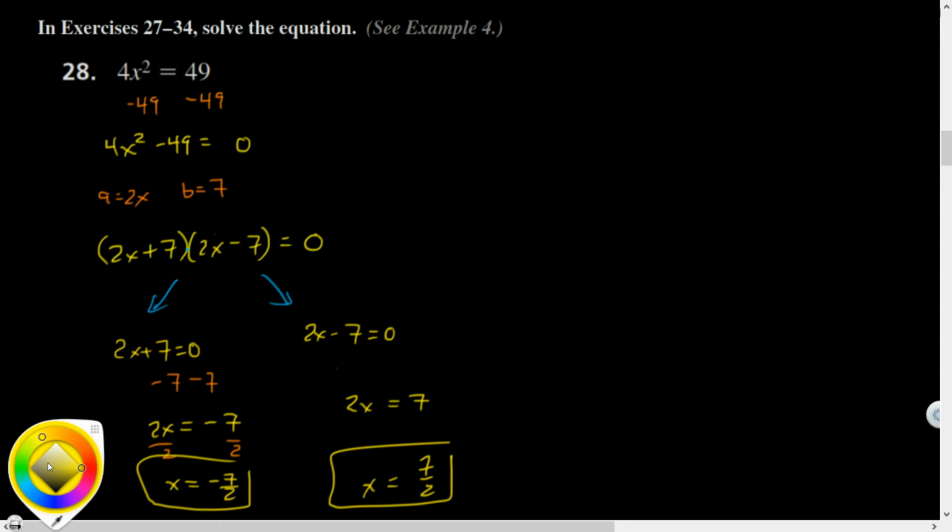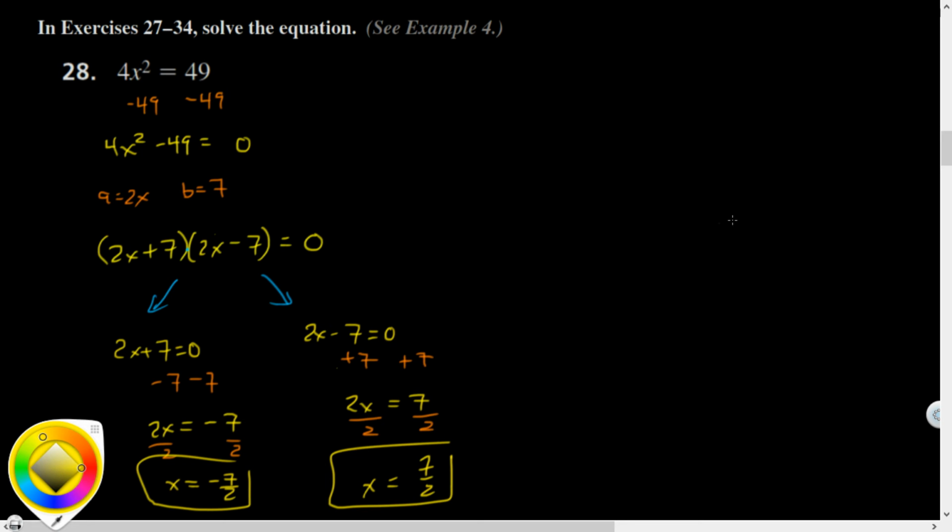You just solve normal. So our process is the same as it's been since we've ever been solving quadratics: set it equal to 0, factor, set each factor equal to 0, and solve using the regular algebra.